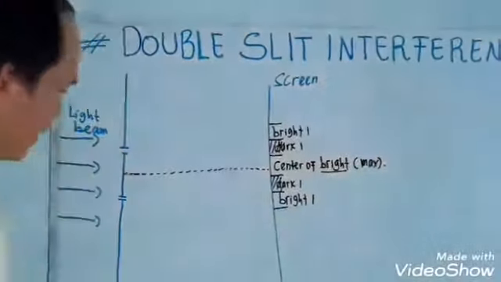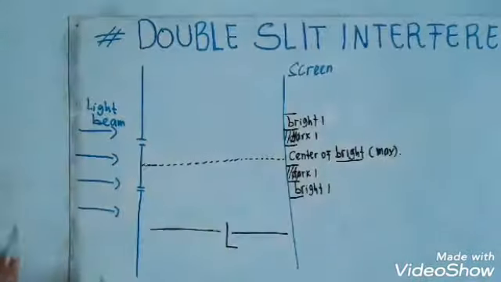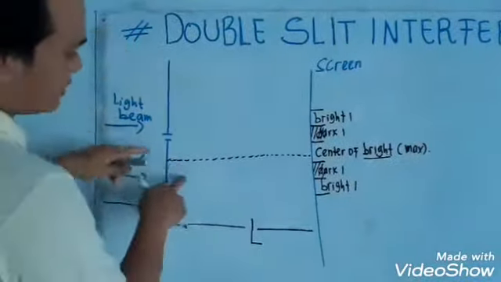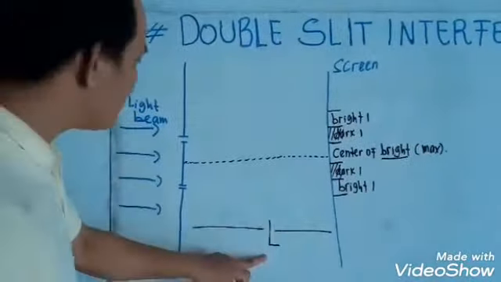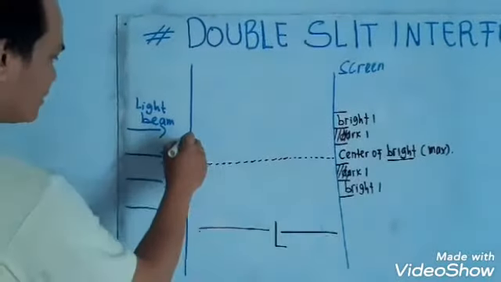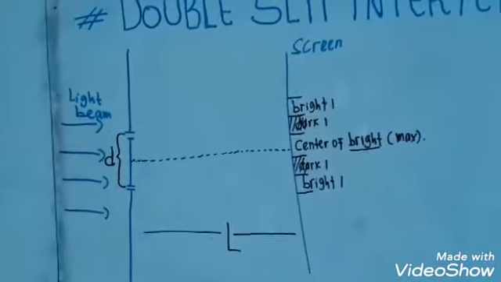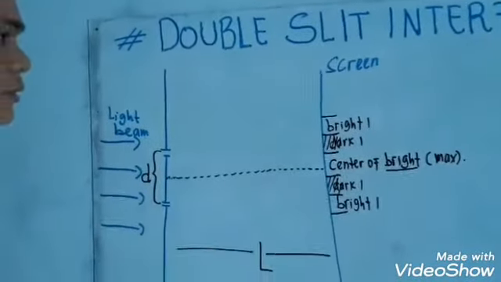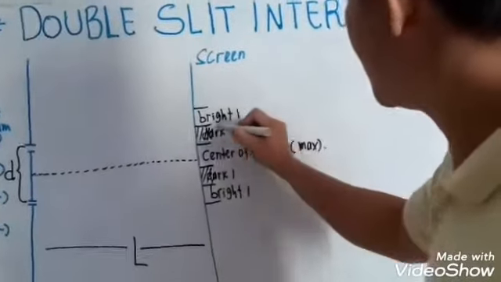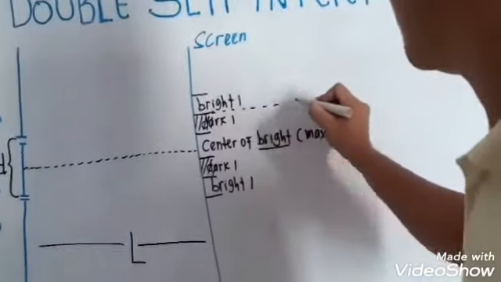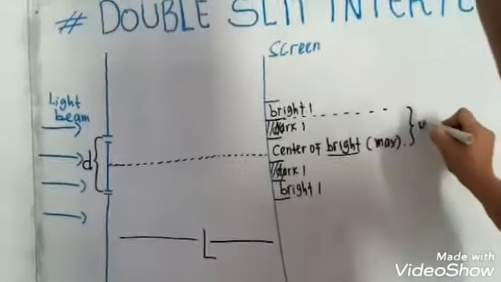So if we put the notation here, just like L, which is the distance between the grating or the slit to the screen, which is L, and then the distance between the slits is d, and also the distance between the dark one, so let's say this one is the dark one, to the center is y.